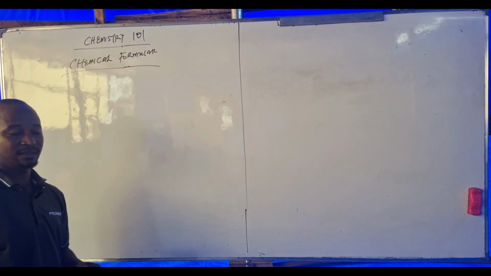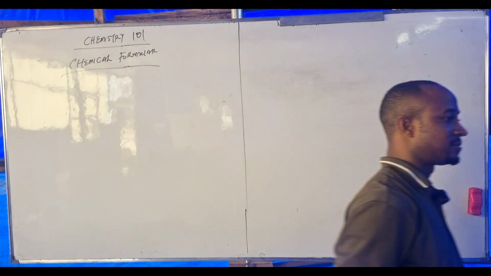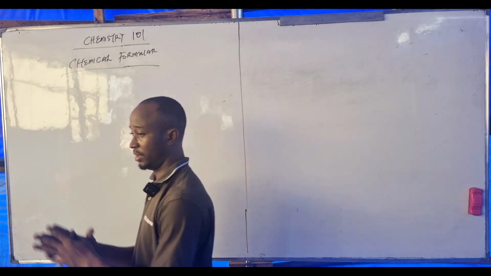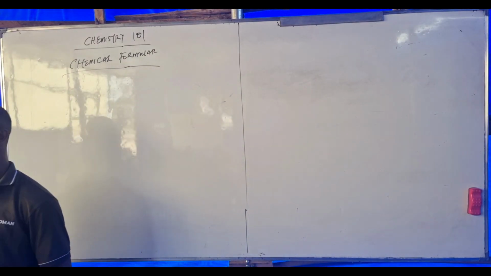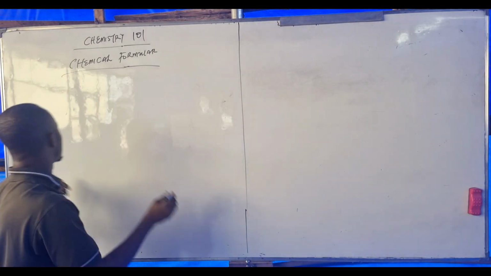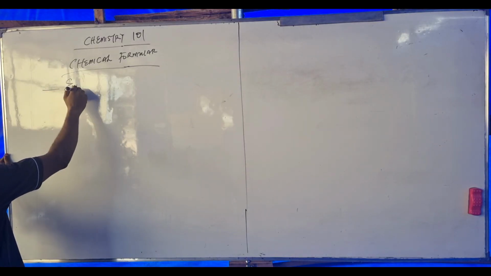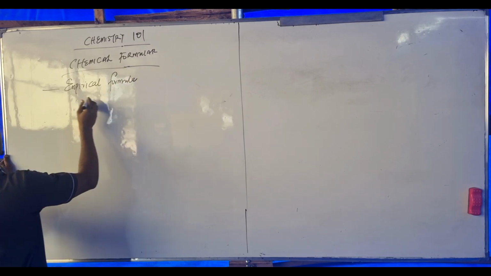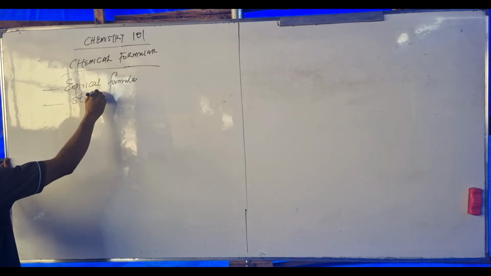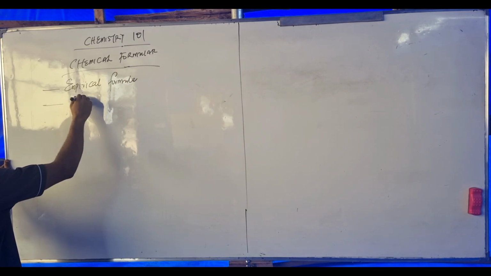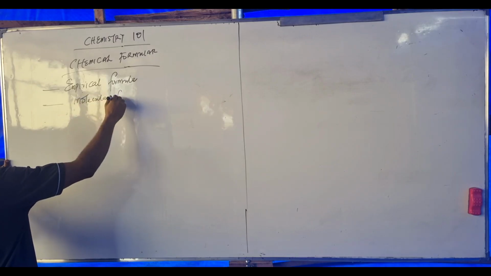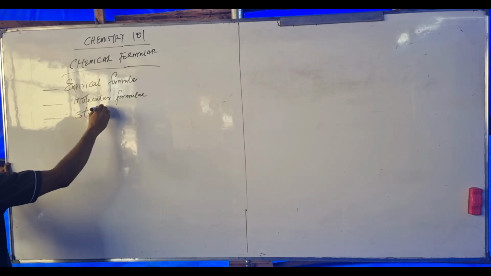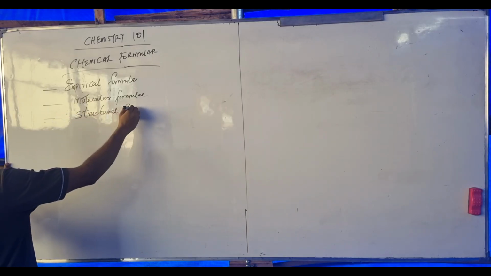We have three types of chemical formula in organic chemistry. The first one is called what? Empirical formula. Number two is what? Molecular formula. Number three is what? Structural formula.